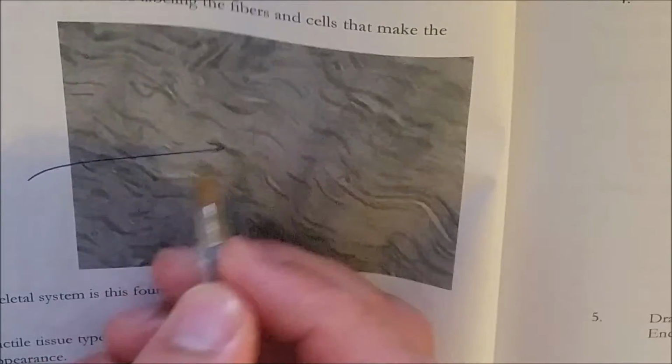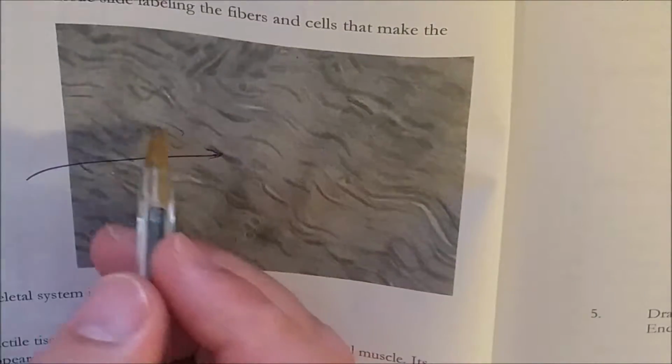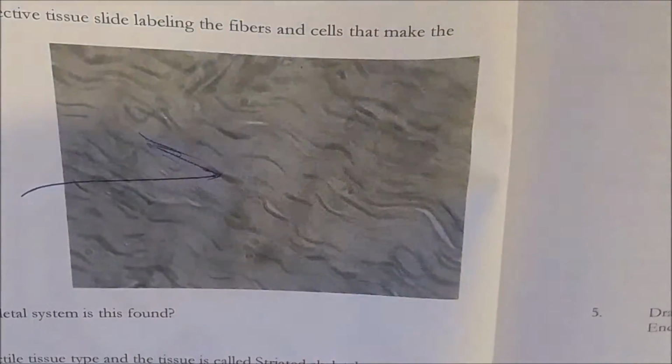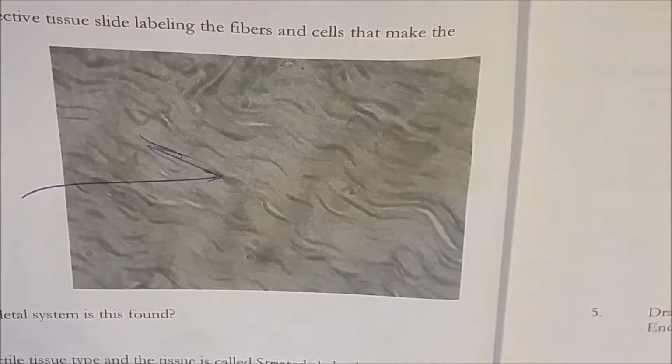And what you can see is the fibroblasts, or fibrocytes, and the collagen fibers running across it. And so that's your dense regular connective tissue. That is part of what makes most of your ligaments, but it's also found in the tendons of muscles.